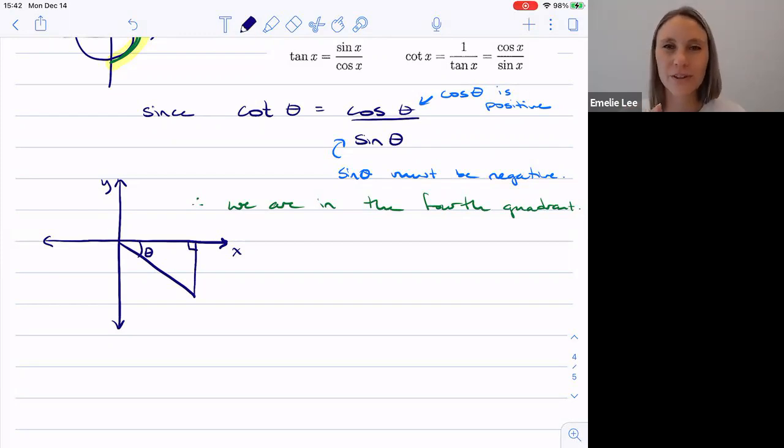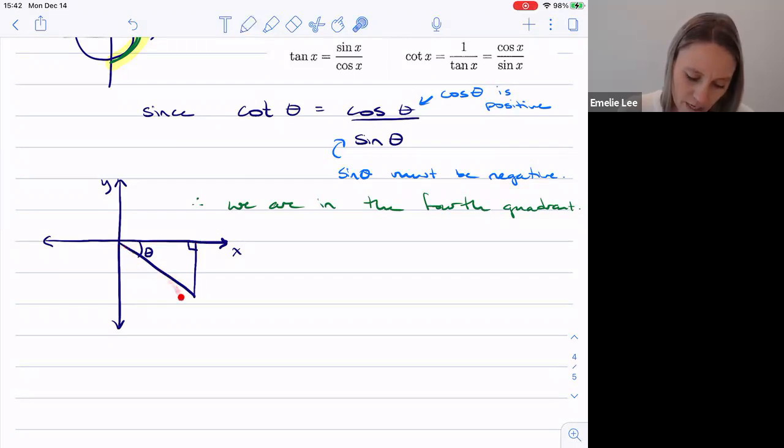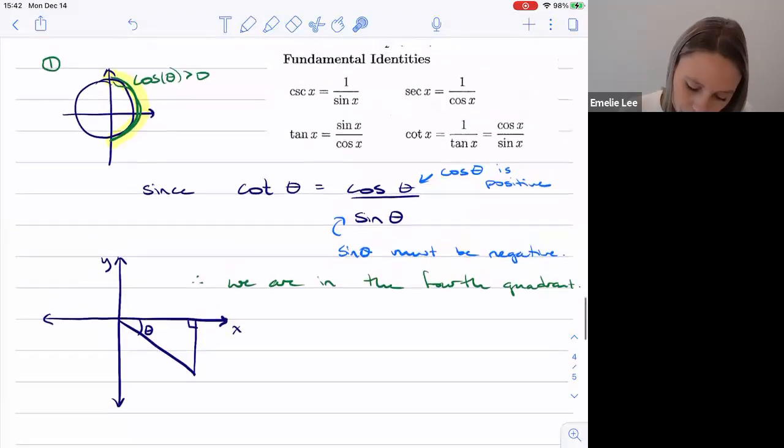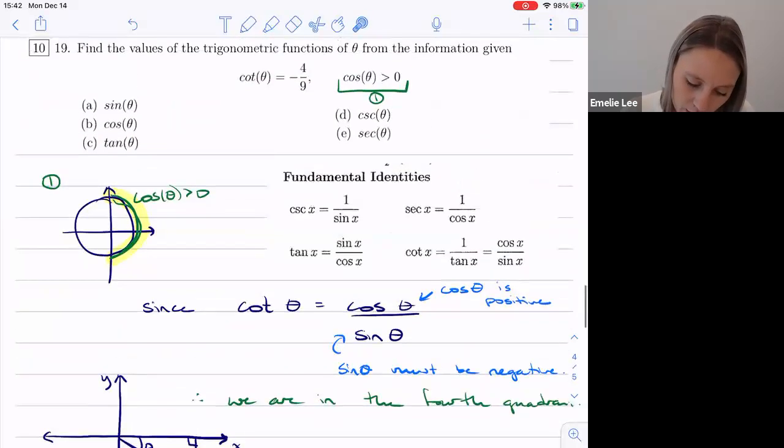So this is what I was talking about earlier, where before we weren't told anything else about this, you know, what quadrant we're in, or if cosine is positive or negative or whatever. But now that we know that the cosine has to be positive and that the cotangent is negative, now we have to draw our triangle properly in the grid, right? So in the XY plane. So what we know is that the cotangent of theta is -4/9.